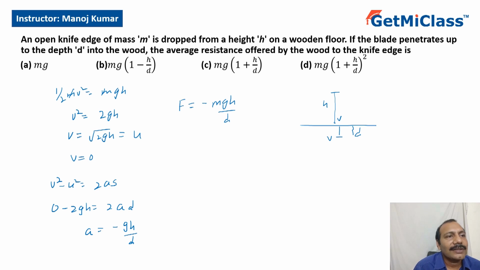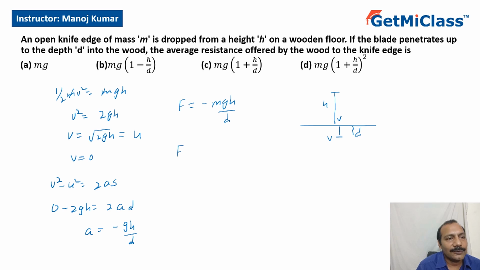Now what are we required to find? The average resistance offered by the wood. This is the acceleration that it is having. Apart from this, the force mg is also acting on it. The force due to gravitation is also acting downwards. So it has to overcome that force due to gravitation also.